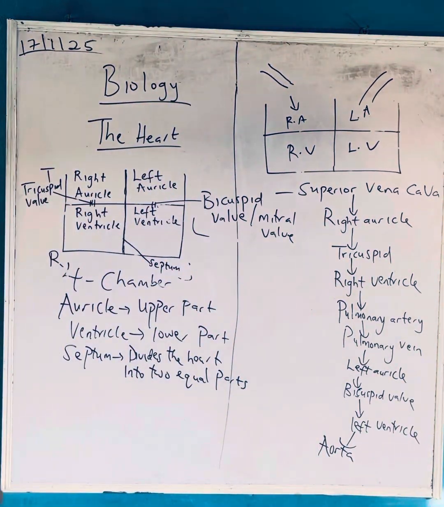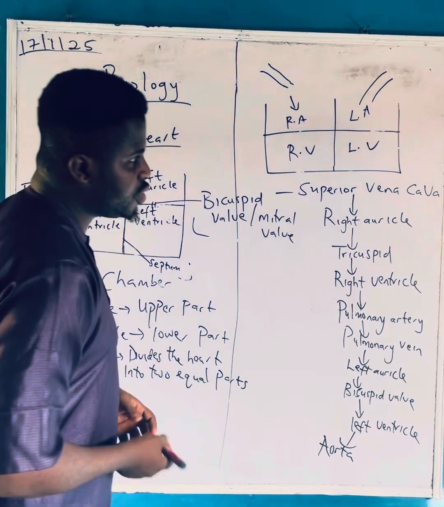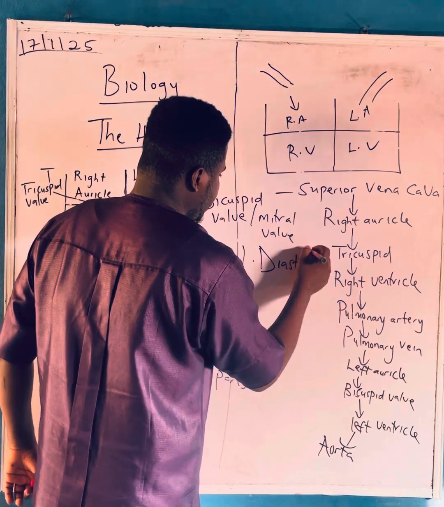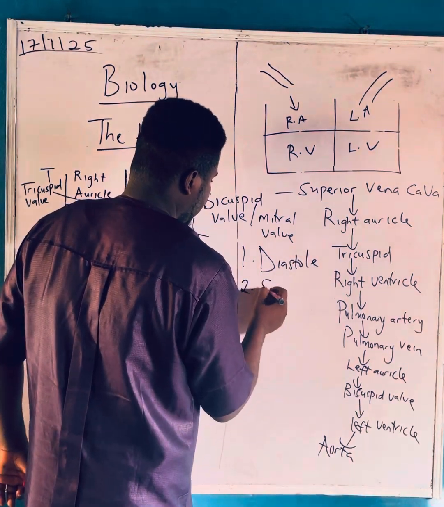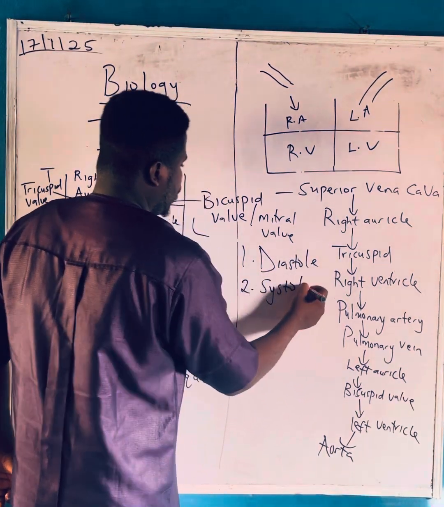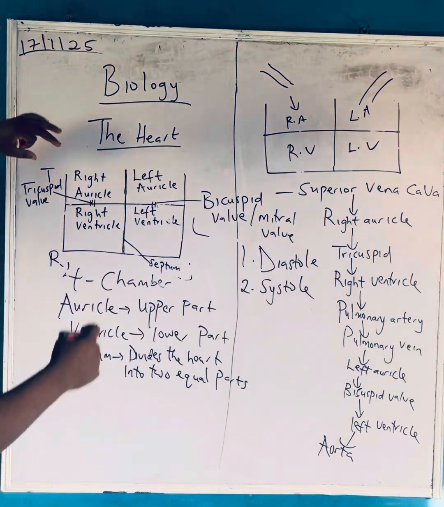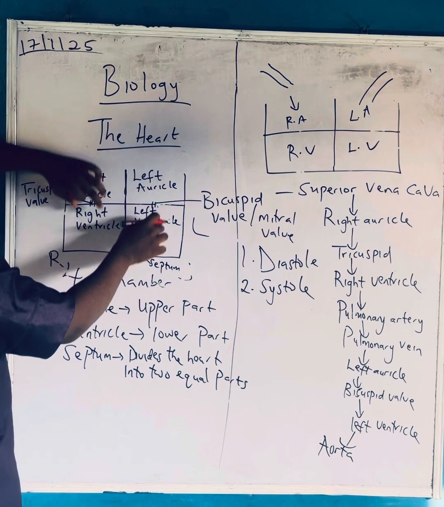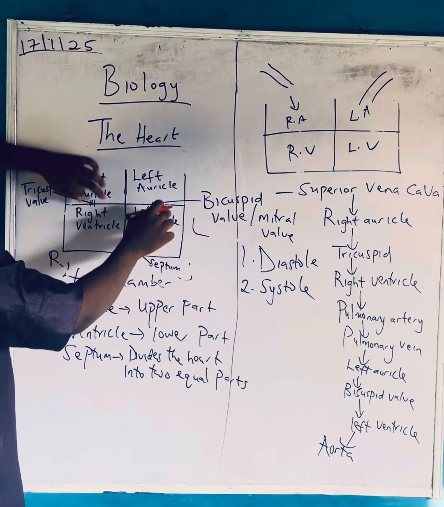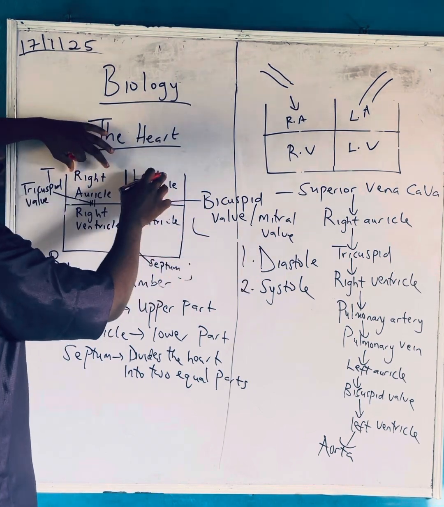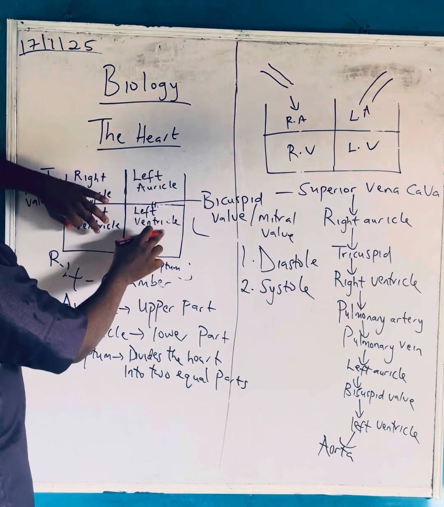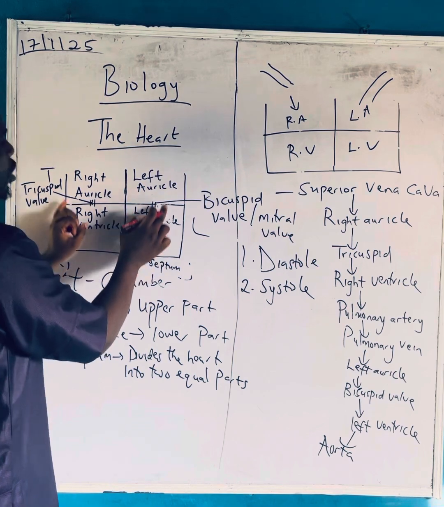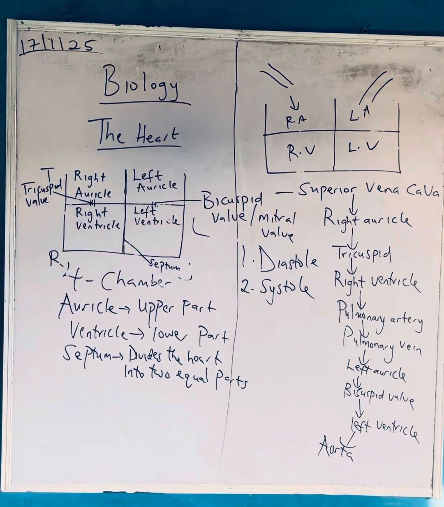And please, let us not forget the stages of the heartbeat. We have the diastole and the systole. The diastole is the contraction of blood from the auricle to the ventricle, while the systole is the contraction of the ventricle to other parts of the body.